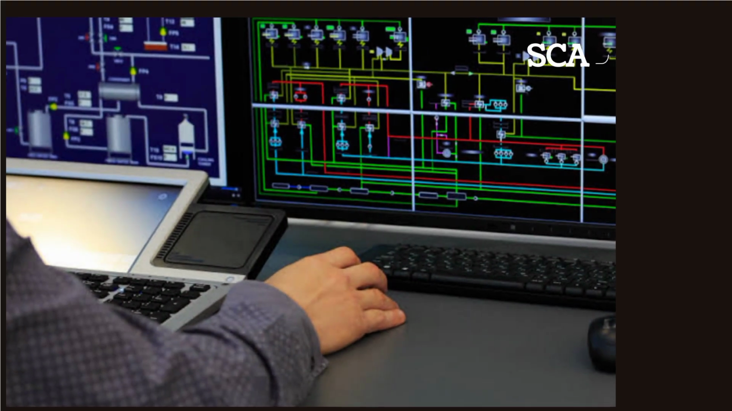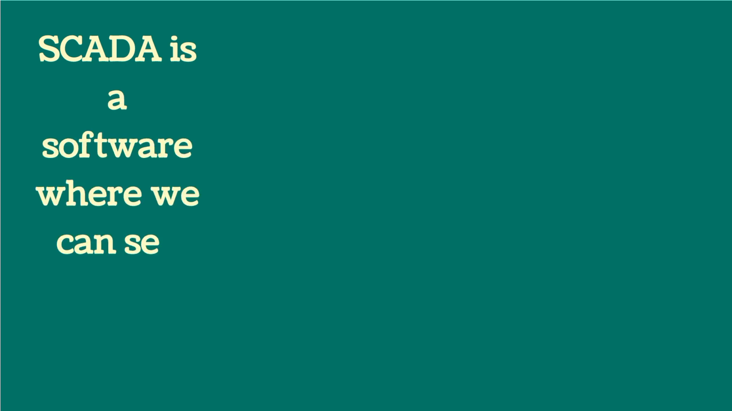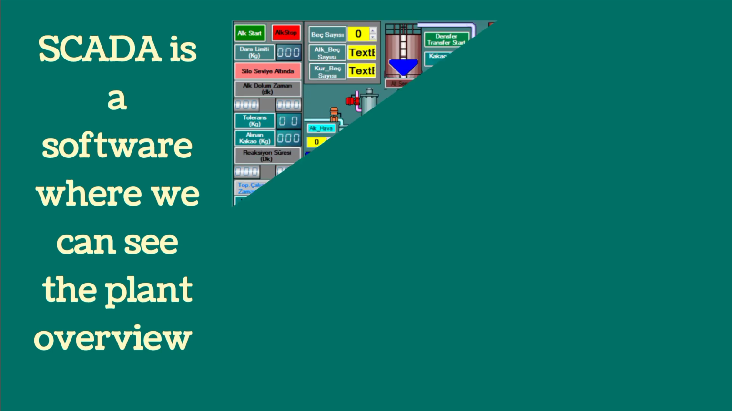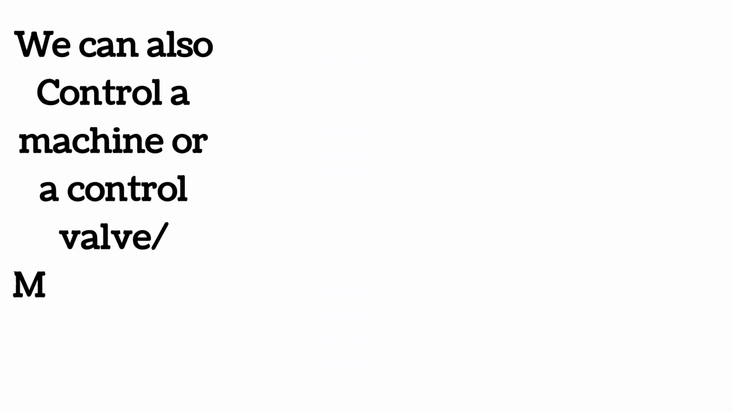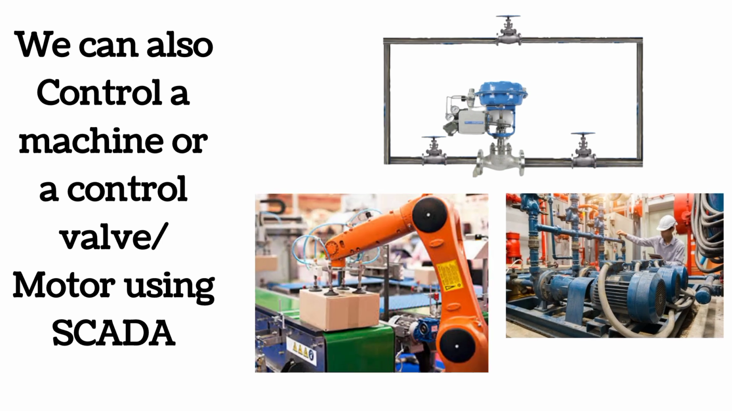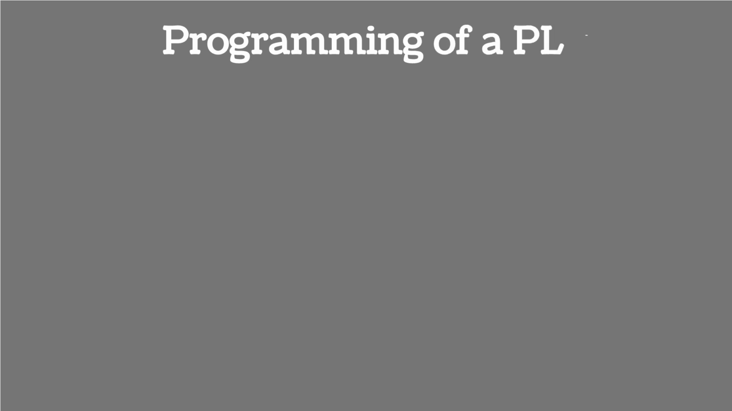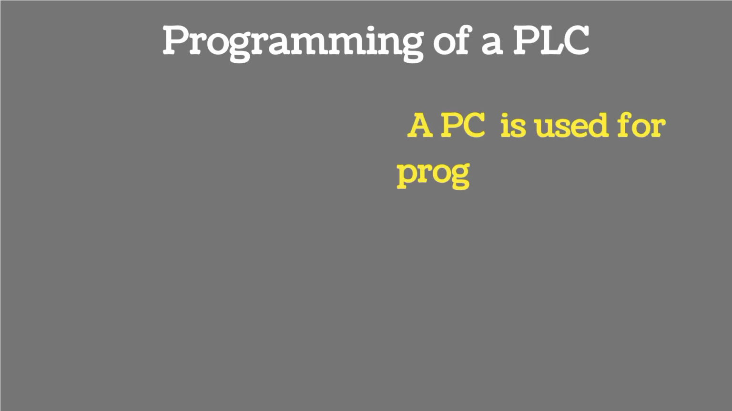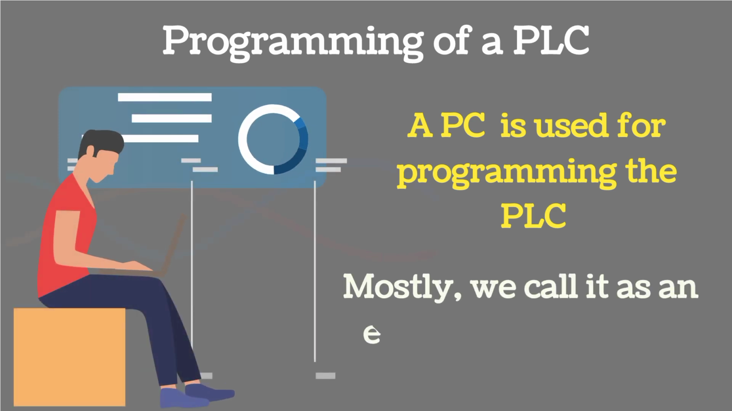SCADA is the layout of plant or industry that is controlled by a PLC. In simple words, SCADA is a software where we can see the plant or industry overview. We can also control machines, control valves, motors using SCADA. Now, I will explain you about programming of PLC. A PC is used for programming the PLC. Mostly, we call it an engineering station.